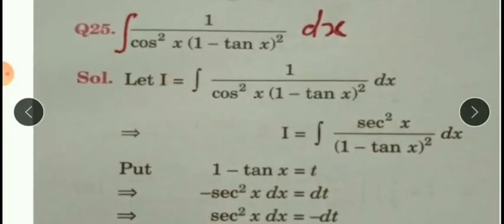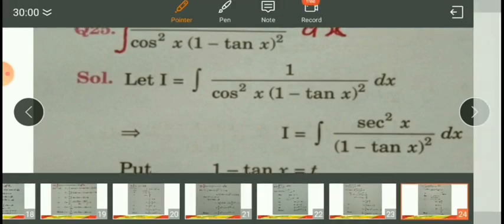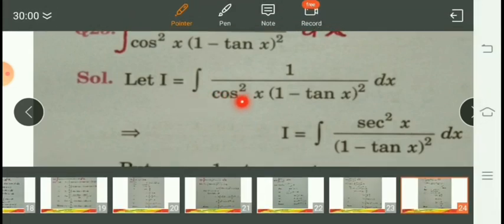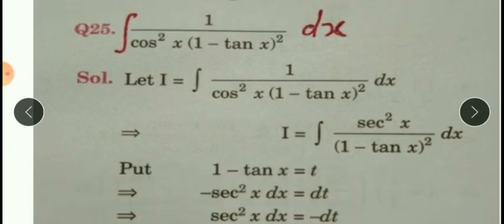Let's see question number 25. Integration 1 upon cos square x into 1 minus tan x whole square. Let I is equal to integration 1 upon cos square x under bracket 1 minus tan x whole square dx. Here that denominator is considered cos square x.